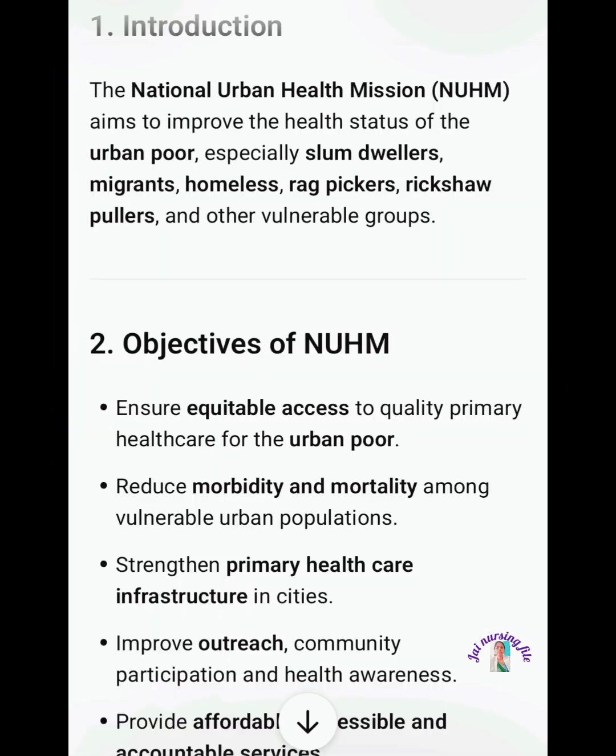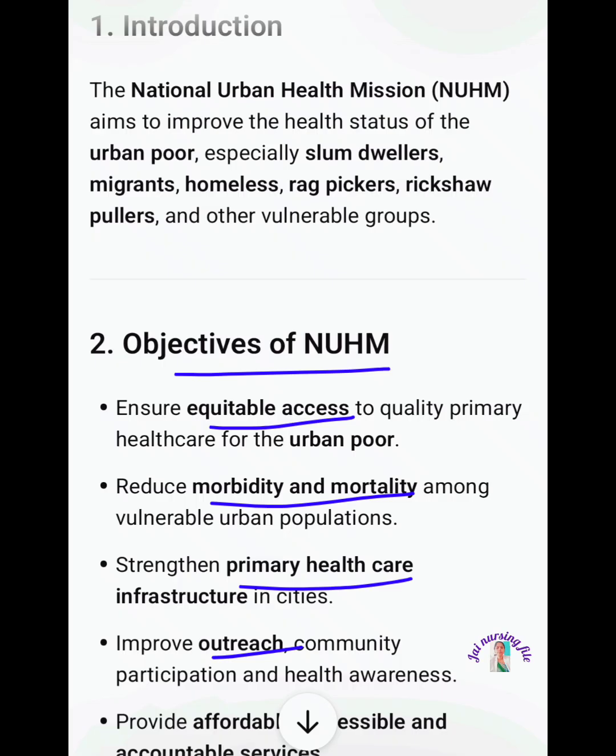Next, move on to the National Urban Health Mission. So the aim is to improve the health status of the urban poor, especially the slum areas, and then migrants, homeless, rag pickers, rickshaw pullers and other vulnerable groups. Next, move on to the objectives. The first one, ensure equitable access to quality primary health care for the urban poor, and then we have to reduce the mortality and morbidity among the vulnerable urban population.